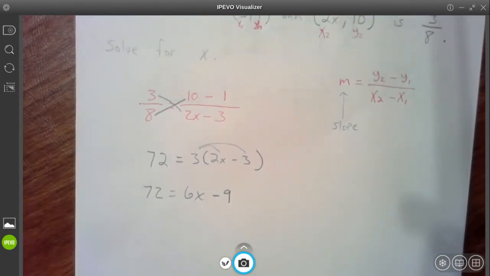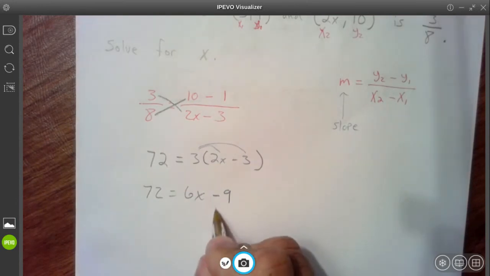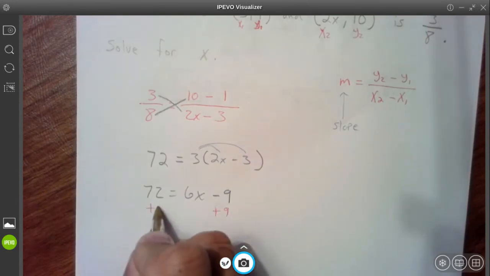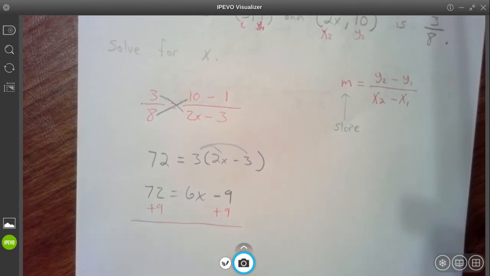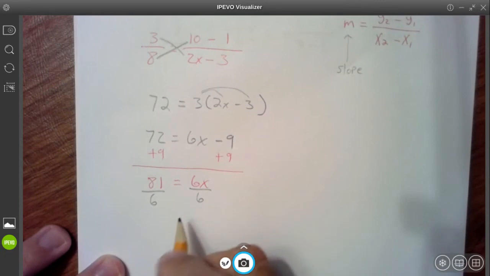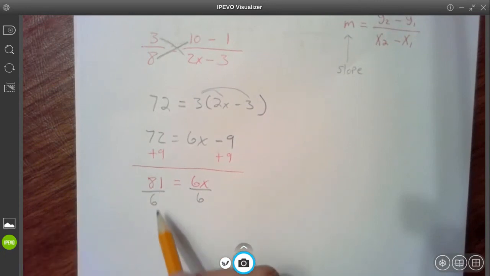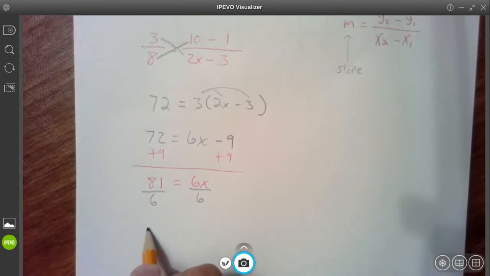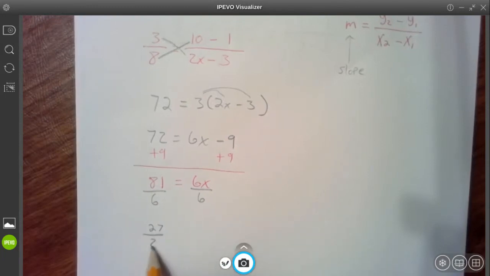Okay, let's move the 9 over to the other side. Add 9 to both sides. 72 plus 9, that's going to be 81. And then divide both sides by 6. So this is our answer. I just need to simplify it. I can divide top and bottom by 3. That's going to give me 27 over 2.